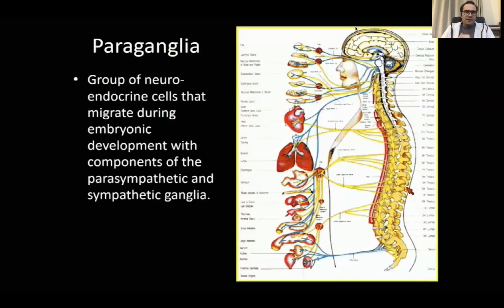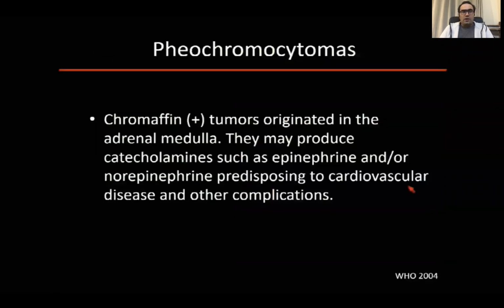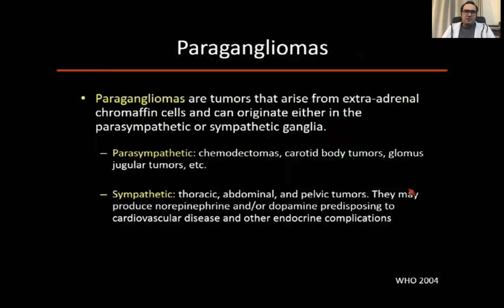So, what is a paraganglia? These are a group of neuroendocrine cells that migrate during embryonic development with components of parasympathetic and sympathetic ganglia. Okay, so the definition of pheochromocytoma: they are chromaffin tumors originated in the adrenal medulla. They may produce catecholamines such as epinephrine and or norepinephrine, predisposing to cardiovascular disease and other complications.